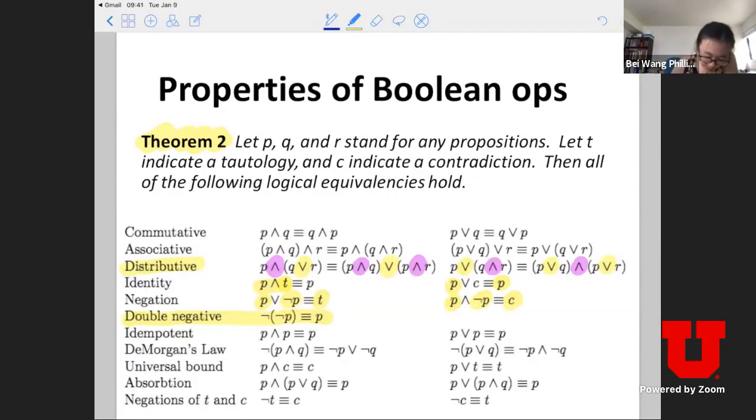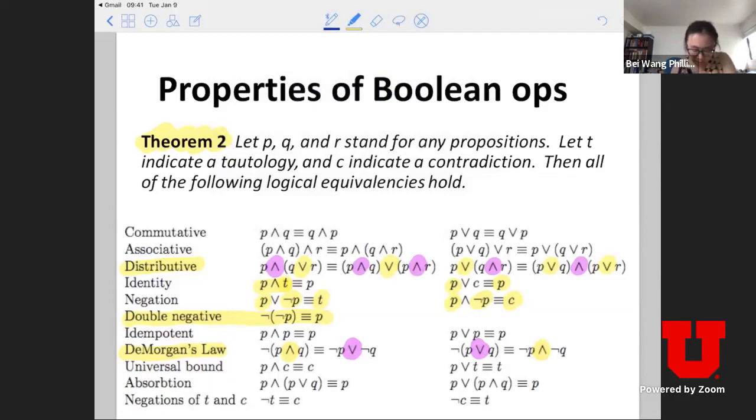This is De Morgan's law I just went through. Again, the most important part of De Morgan's law is that if I put the negation in, it changes the direction. When you bring the negation in, it changes the direction of the operation. It goes from pointing up to pointing down, and from pointing down to pointing up. So this is another rule.